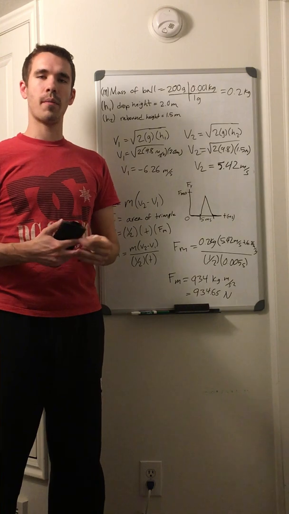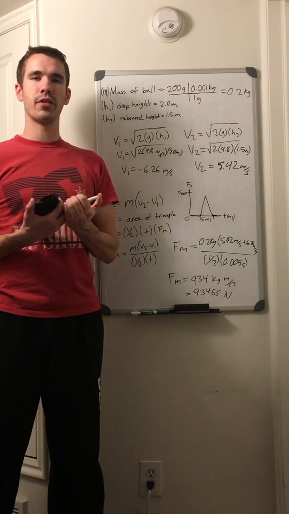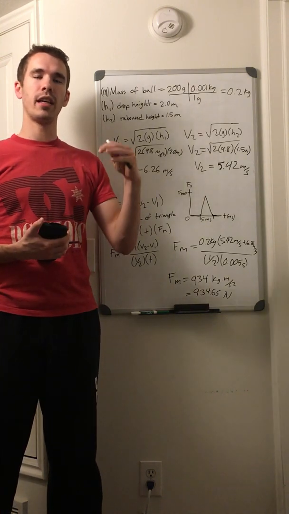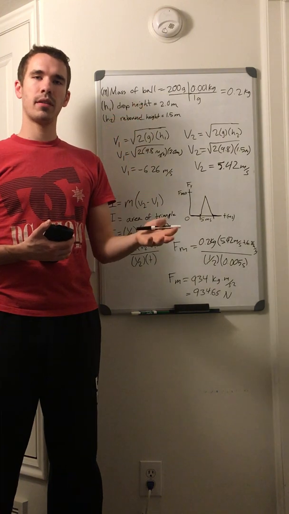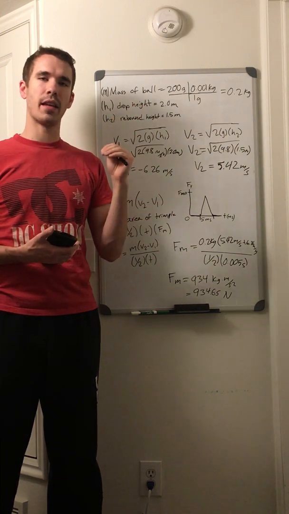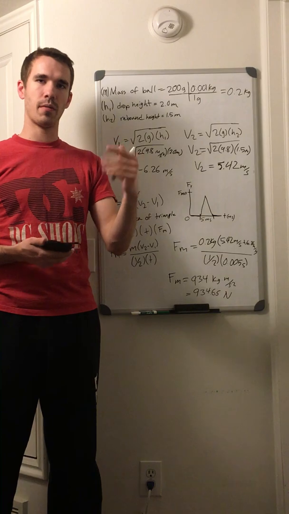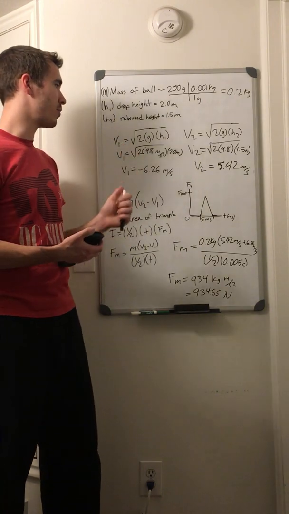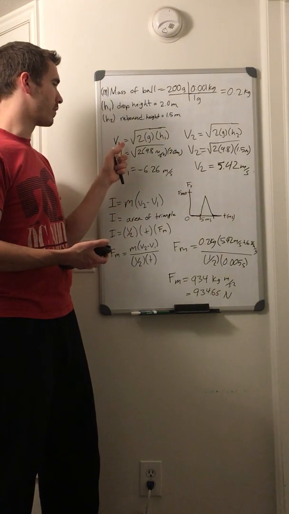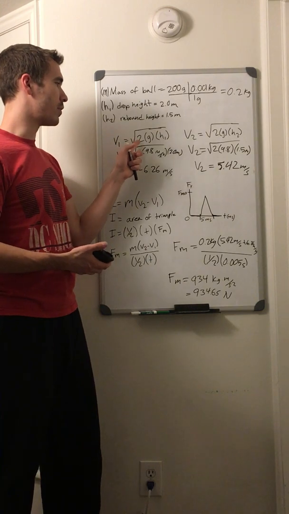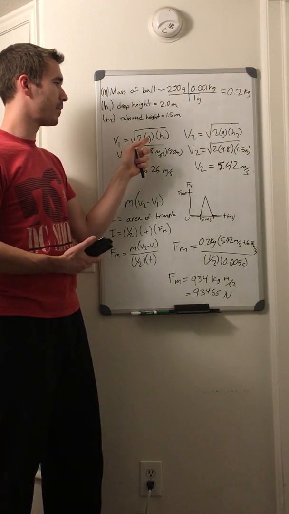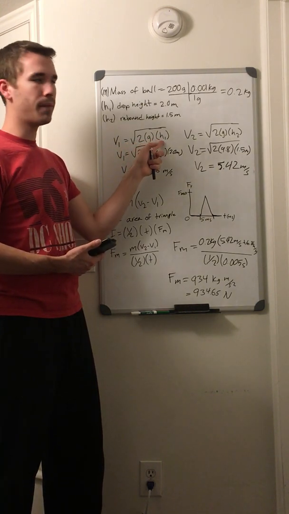So to solve this problem, there's a couple things we have to solve for first. The first thing being the velocity when the ball is dropped before the rebound, and then the velocity after the rebound. To do this, we have to use this equation, which is velocity equals the square root of 2 times the acceleration of gravity times the height.